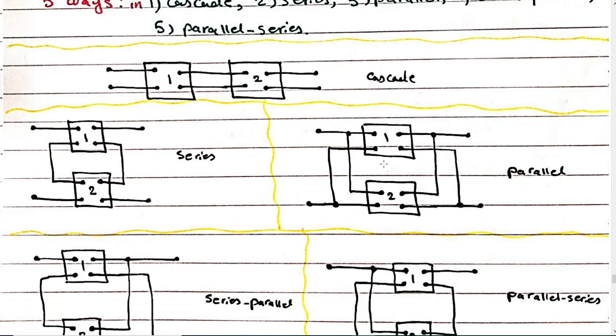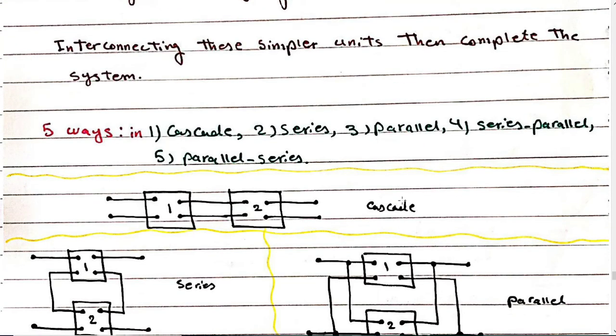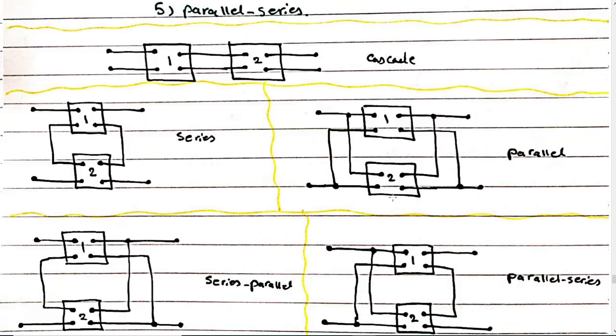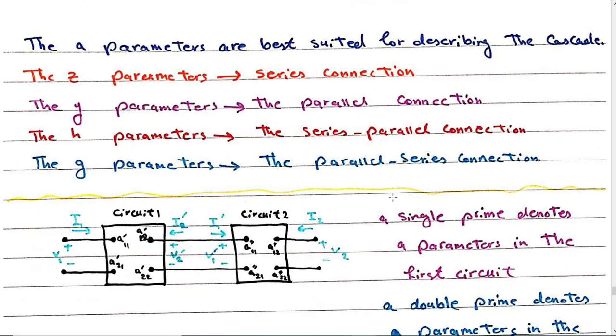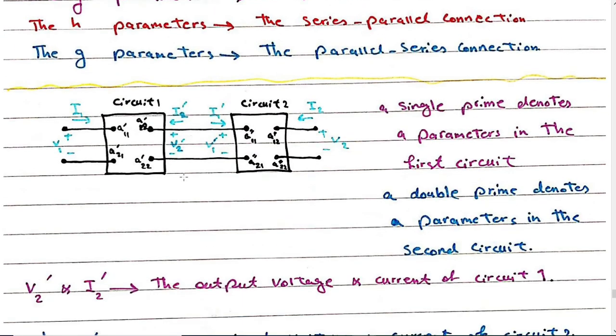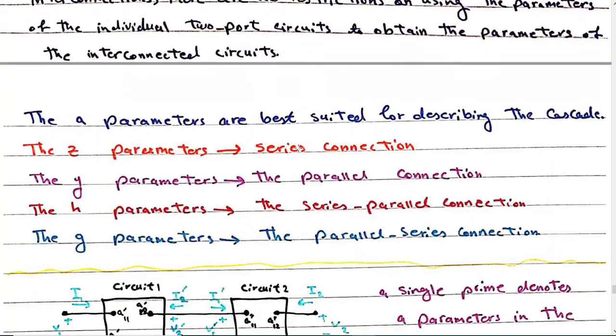You can use any of these 5 ways to interconnect your two-port circuit. Okay, for example, for this one, which interconnection do we use? Which one? Cascade, yes, cascading.